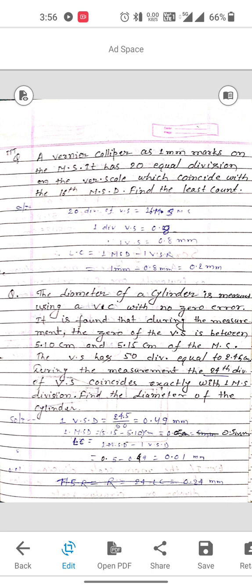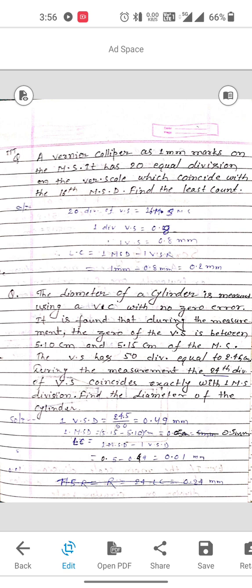A vernier caliper has 1 mm mark on the main scale. It has 20 equal divisions on the vernier scale, which coincide with 16 main scale divisions. Find the least count. 20 divisions of the vernier scale equal 16 main scale divisions, so 1 vernier scale division equals 0.8 mm. Least count equals 1 main scale division minus 1 vernier scale division, 1 mm minus 0.8, that is 0.2 mm.